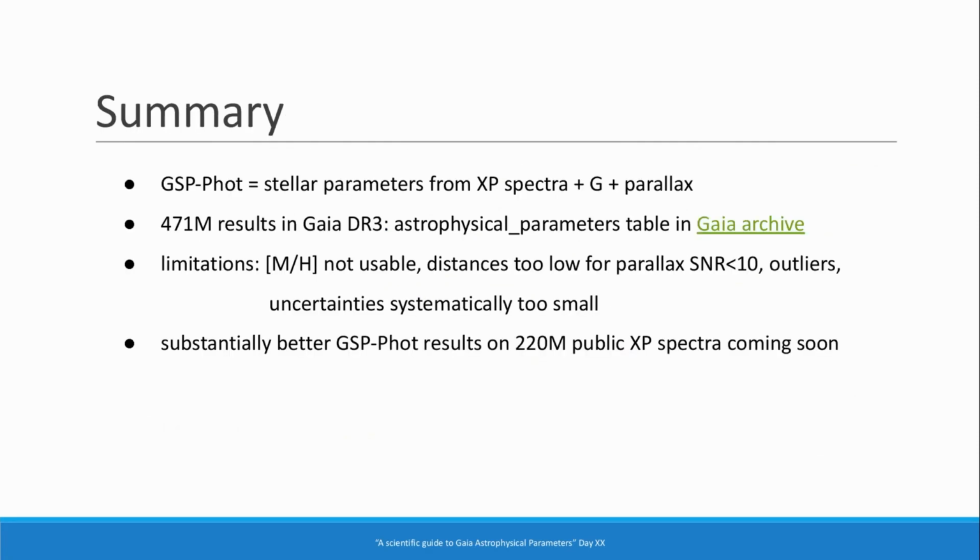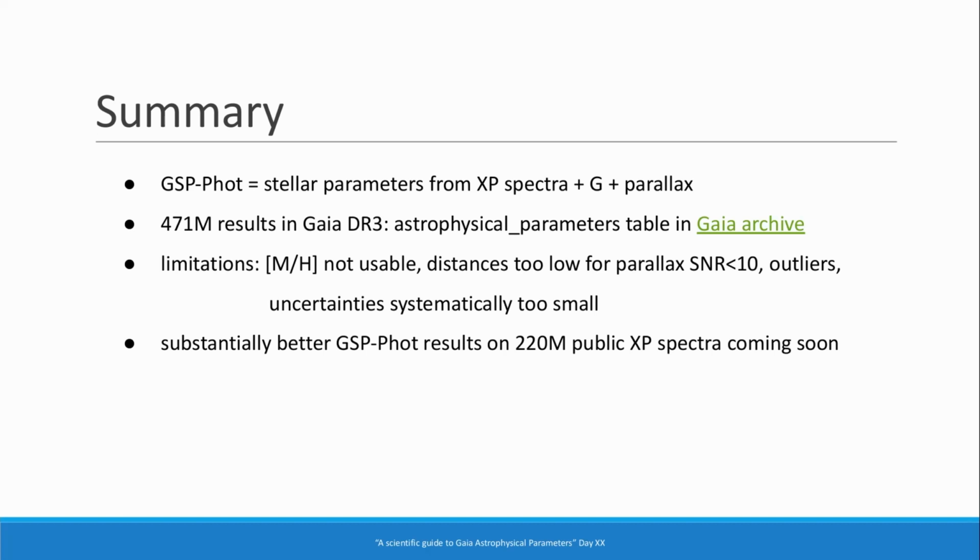So that brings me to my last slide. Just as a definition, what is GSPPhot, such that you can tell apart the different work packages. GSPPhot tries to parameterize the stars from the XP spectra, apparent G magnitude, and parallaxes. In data release 3, we had 470 million results, which can be found in the Gaia archive in the Astrophysical Parameters table. The main limitations of the GSPPhot results are: don't use the metallicities.